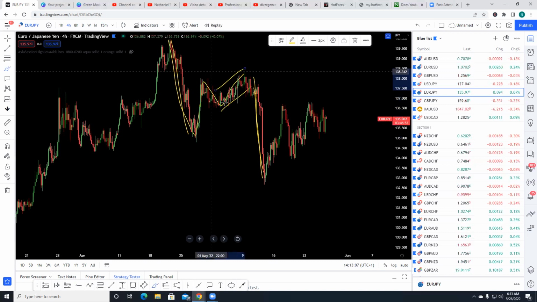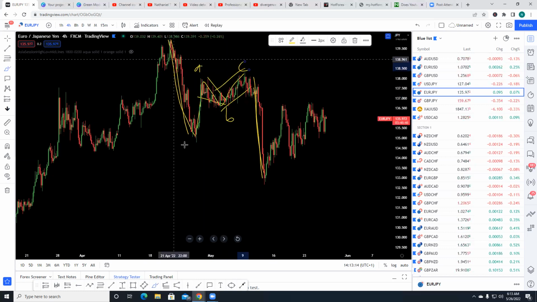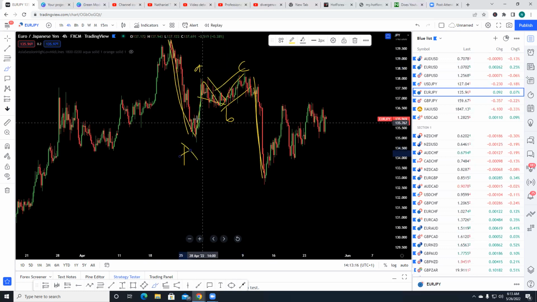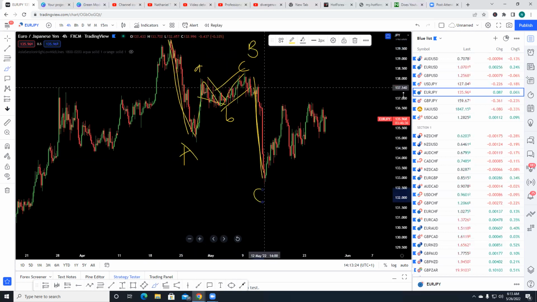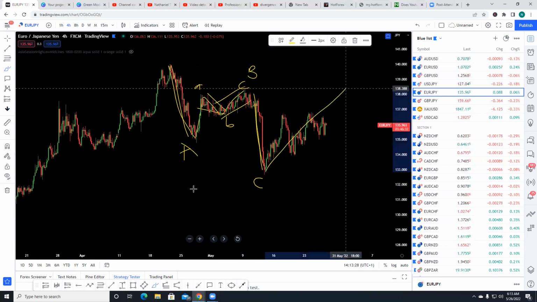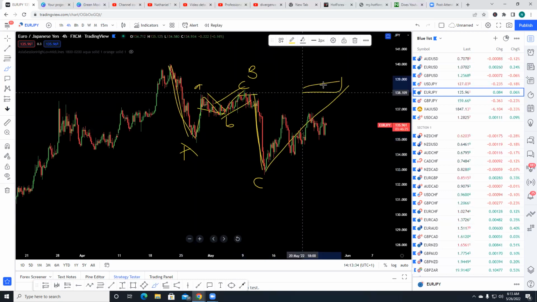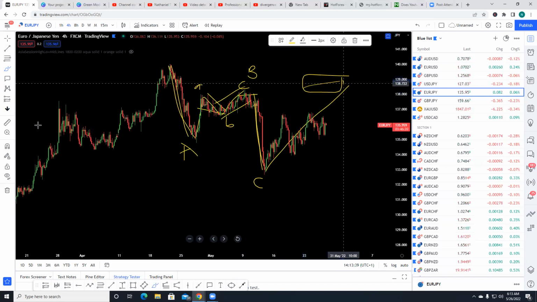This is B here, and this is A here. A, B, and C. Then this is impulse again. A, this is correction in 3 waves, B, and this is C. So this ABC down is corrected by this move to the upside. All right, and we expect it to at least break this top to get here around this level, around this 139. We expect Euro JPY to move to the downside.